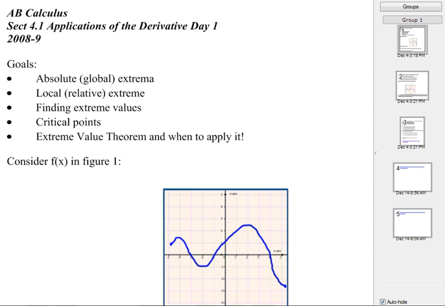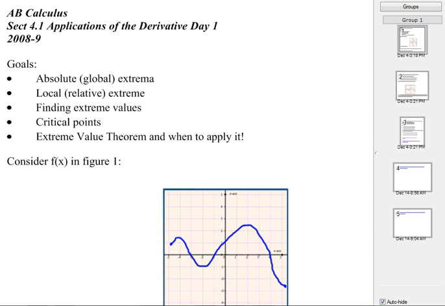Lots of vocabulary today. You have the word extrema or extreme values. You have absolute or global. You have local and relative extreme values. So we're going to talk about that first. It's not exactly exciting, but we have to know what that is. You will remember it from pre-calc. This class did max and mins.